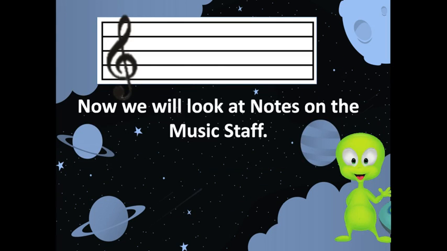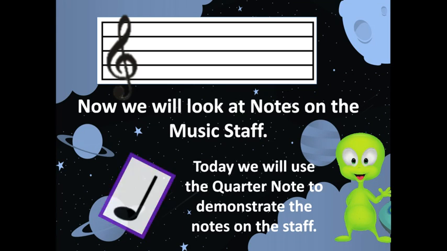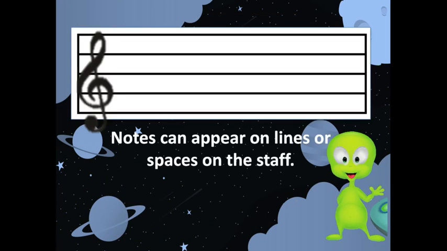Now we will look at notes on the music staff. Today we will use the quarter note to demonstrate the notes on the staff. Notes can appear on lines or spaces on the staff and may go higher or lower than the staff using ledger lines, which will be in another video.